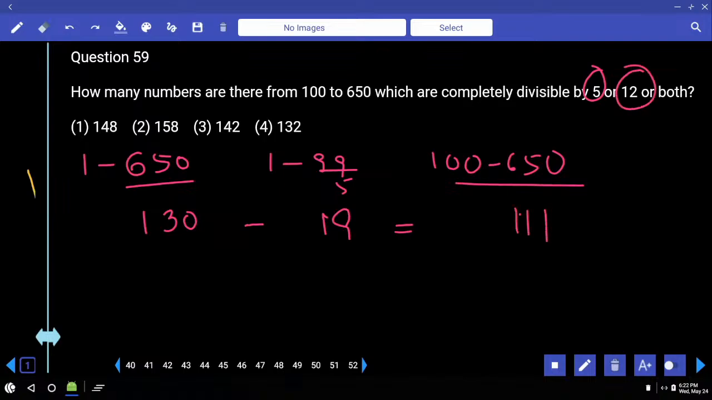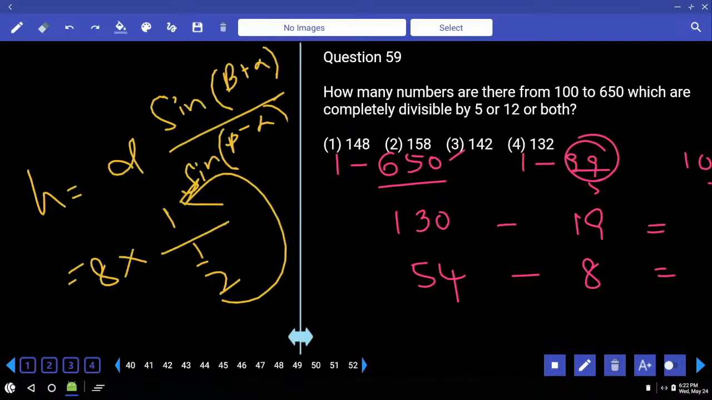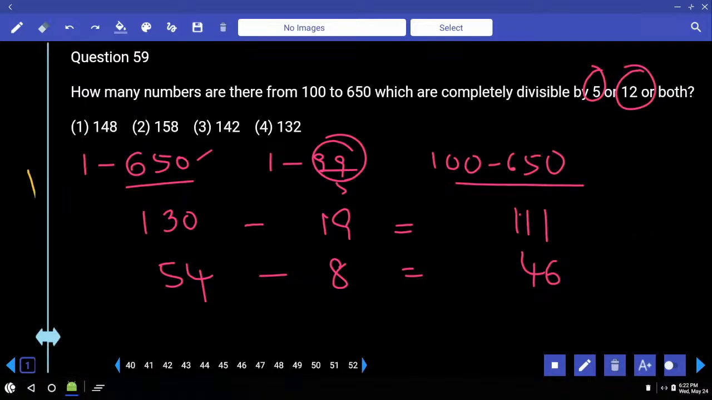What about 12 multiples? Divide this with 12. 54, and divide this with 12. 8 times minus, that is 46. So you know n of A union B is equal to n of A plus n of B minus n of A intersection B. So we should eliminate the common values. What is the multiple of both 5 and 12? 60. So divide this with 60, we will get 10. Divide this with 60, we will get 1, that is 9.